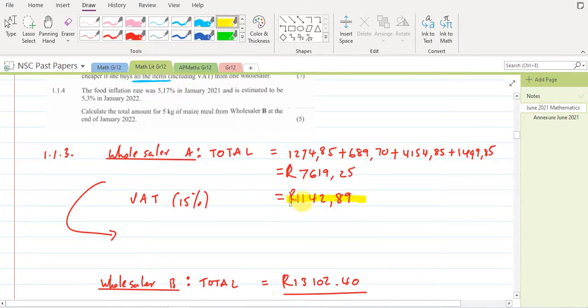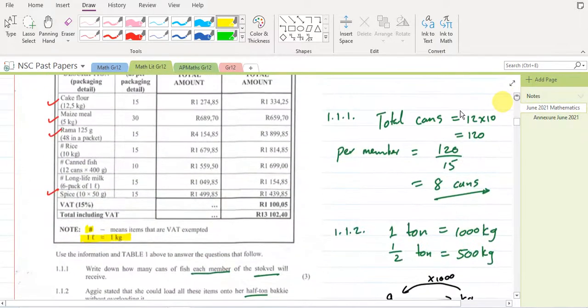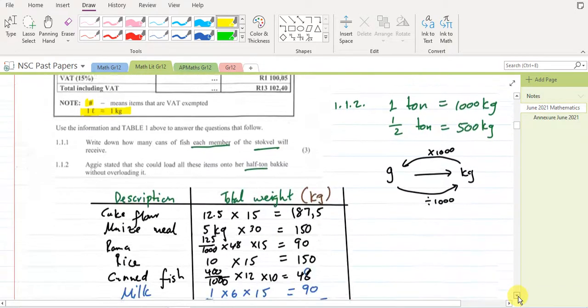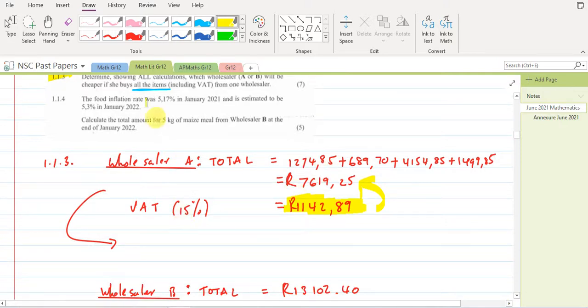Now the problem over here is, remember you only took 4 items. This is the VAT amount on this, because the other 3 items are VAT exempt, right? So look at these 3 items, the rice, the canned fish, and the long life milk. These are VAT exempt, so you're not going to charge VAT on these items. The VAT is only charged on those 4 items ticked in red. So what we have is a VAT amount of this.